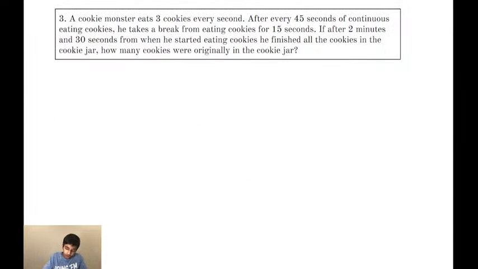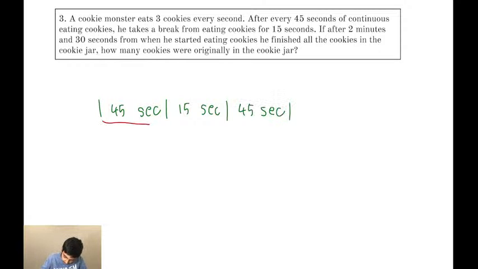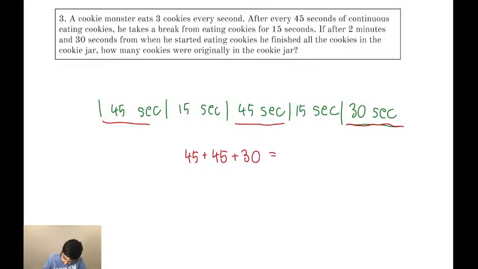So next problem, Poshino already went over it. So the idea is you just do 45 seconds of eating, and then a 15-second break. And then 45 seconds more of eating. So this is the eating time, the red ones are eating. And then another 15-second break. And then 30 seconds of eating. So in total, we have 45 plus 45 plus 30 equal to 120 seconds of eating. And each second he eats 3 cookies, so 120 times 3 equals 360, which is the answer.